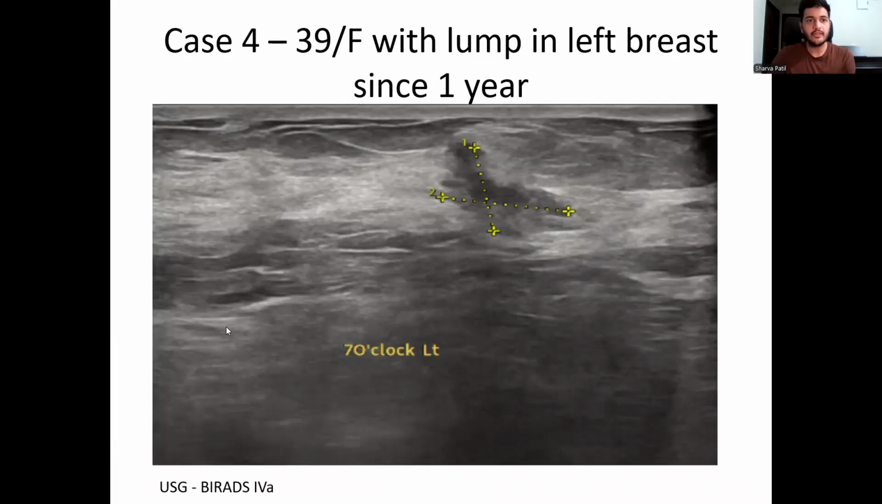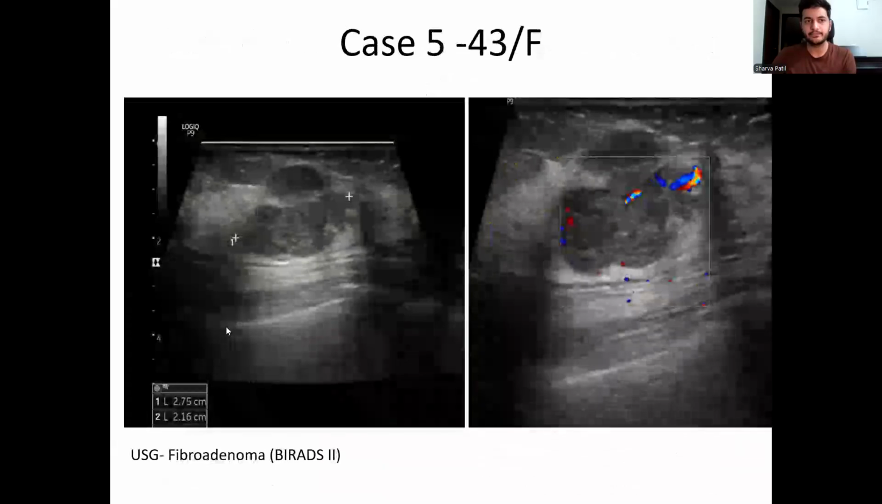39-year-old female with lump in left breast since 1 year. We can see a small sized, relatively well defined, irregularly heterogeneous hypoechoic lesion with minimal internal vascularity on color Doppler examination at 7 o'clock position in the lower inner quadrant of left breast. It was labeled as a BI-RADS 4A lesion and histopathology confirmed an invasive carcinoma.